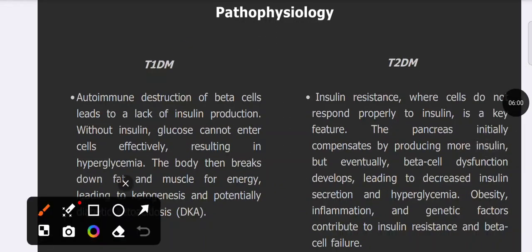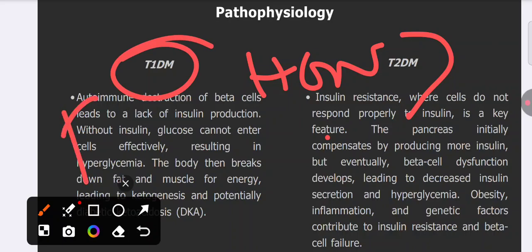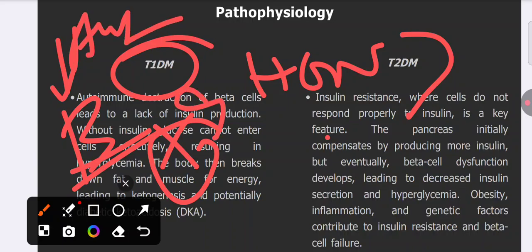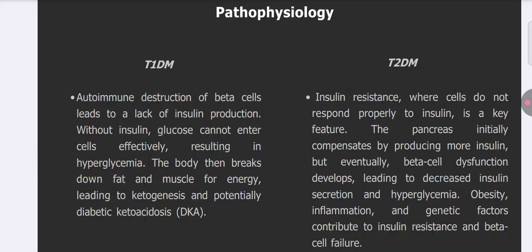Now pathophysiology means how diabetes mellitus occurs in our body. For type 1, as I said, the beta cells of our pancreas will be destroyed. No beta cells, no production of insulin. Now how do they get destroyed? By autoimmunity. So there is no other solid pathophysiology. Because of the autoimmunity, beta cells will be destroyed, and so type 1 diabetes mellitus occurs.